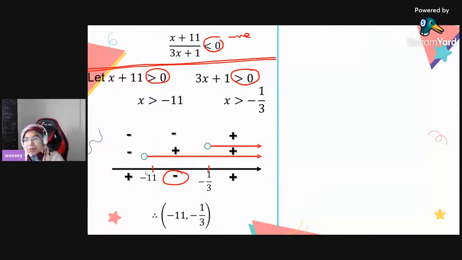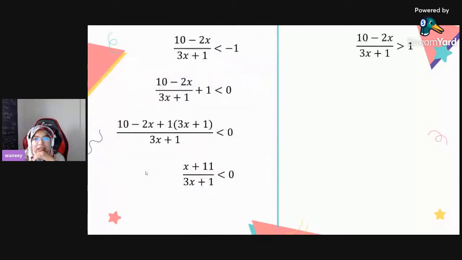Let us proceed with the right hand side now. We are going to solve the right hand side. Make sure the left side is completed all the way to the answer. Okay, so now the right hand side. I have 10 minus 2x over 3x plus 1 greater than 1. So now I should bring 1 to the left hand side. So I should deduct 1. So this is 10 minus 2x over 3x plus 1 minus 1 greater than 0.